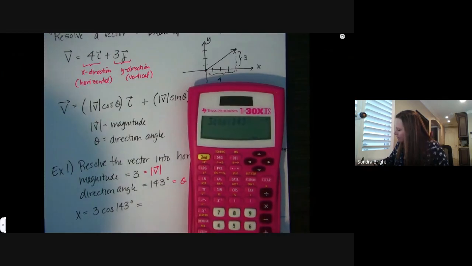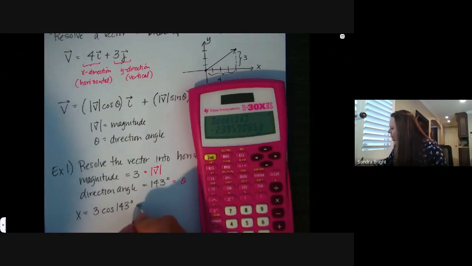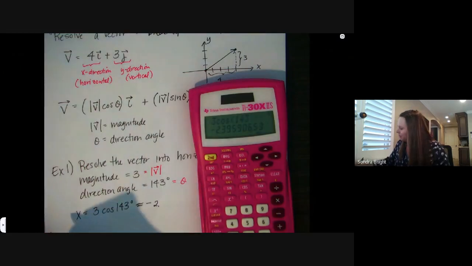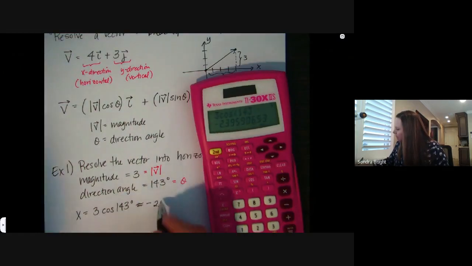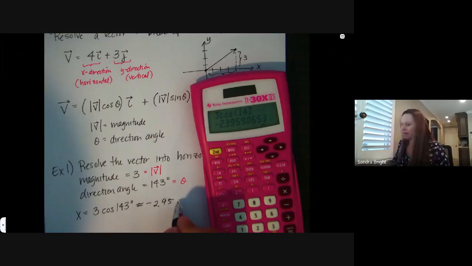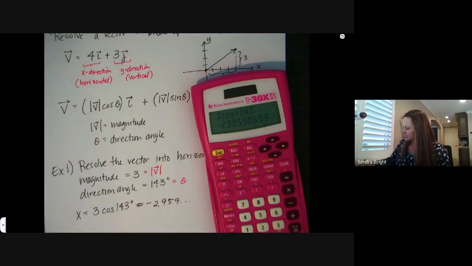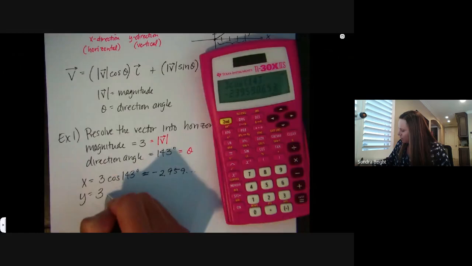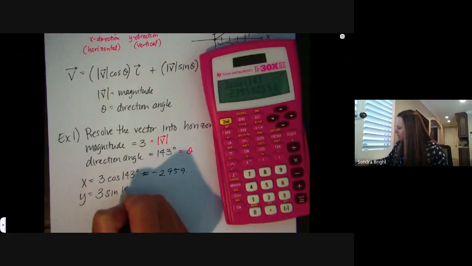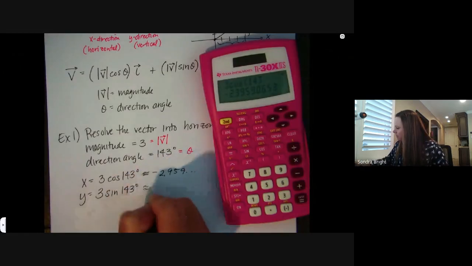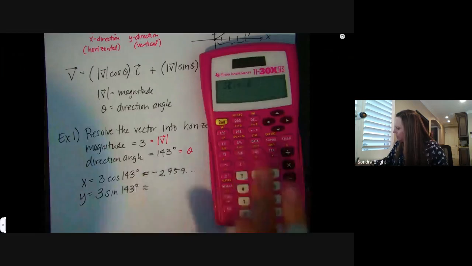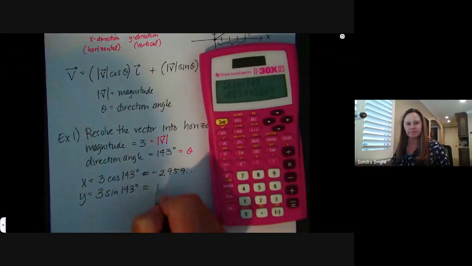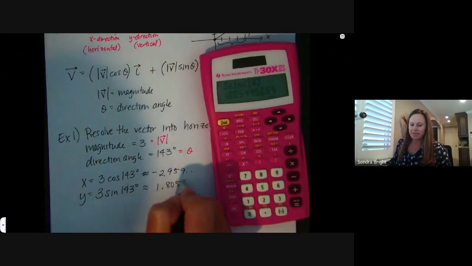That's going to give you about negative 2.3959. We'll probably go to 3 decimal places, I guess. y is equal to 3 times sine of 143 degrees. So 3 times sine of 143 gives me about 1.8054. So let's go to 3 decimal places.